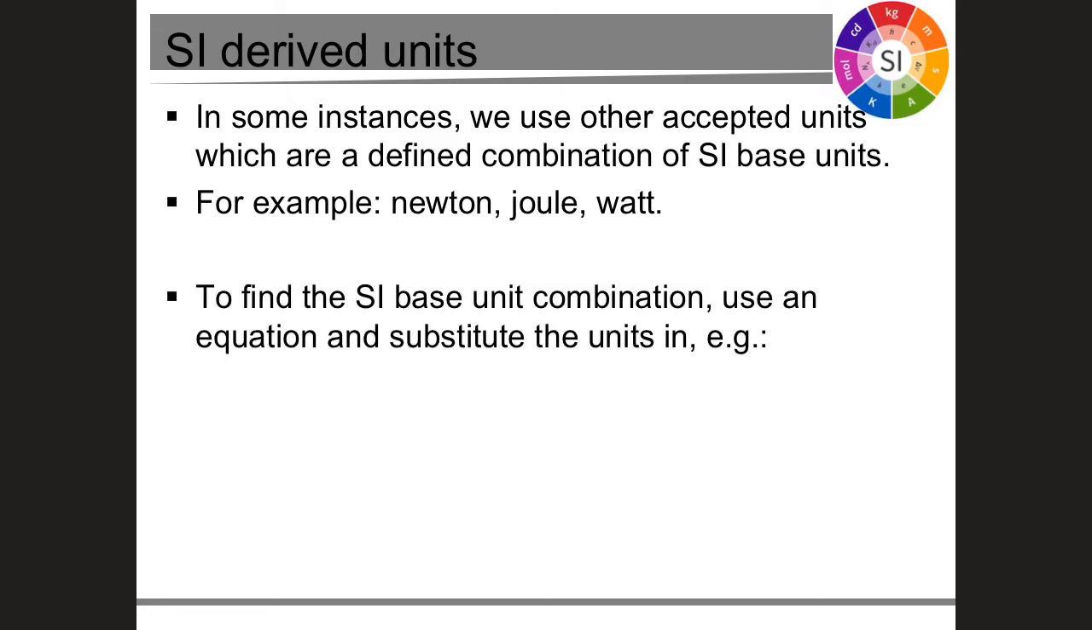And to find that definition, to find that unit combination, we just use an equation and substitute the units in. So if we wanted to see what 1 Newton is equal to, we take an equation that's got the units of newtons in it, such as force equals mass times acceleration. And we simply substitute the units in. So instead of force, we write the units that force is measured in, newtons. Instead of mass, we write the units that mass is measured in, kilograms. And instead of acceleration, we write in the units that acceleration is measured in, meters per second squared. So a Newton is defined as a kilogram meter per second squared.